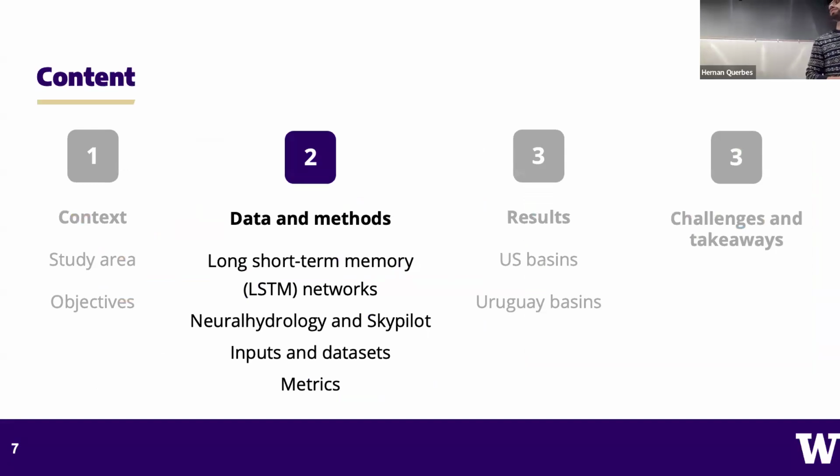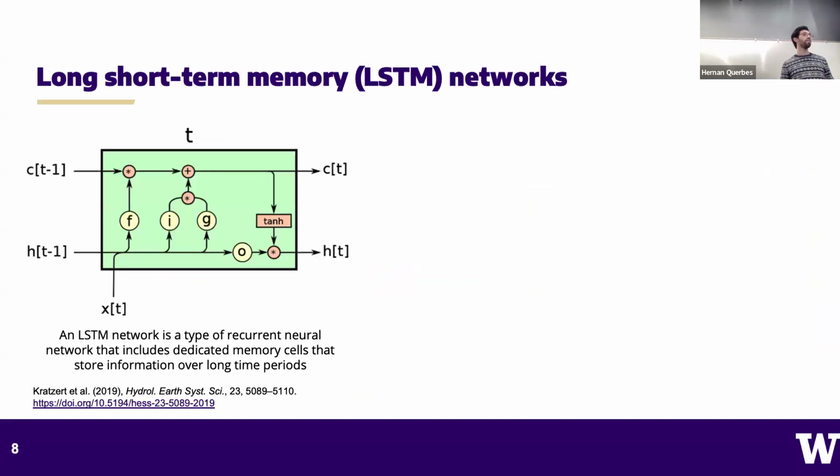So let's start with the data and methods section. First, I'm going to introduce the LSTM networks. LSTM stands for long short-term memory, and these networks are neural networks that include dedicated cells to store memory. This is very useful for hydrological systems because hydrological systems themselves store a lot of memory.